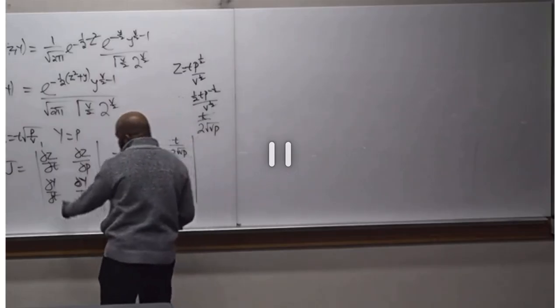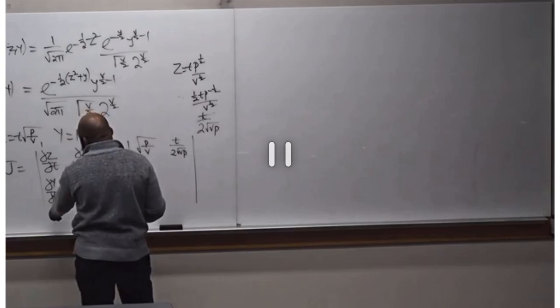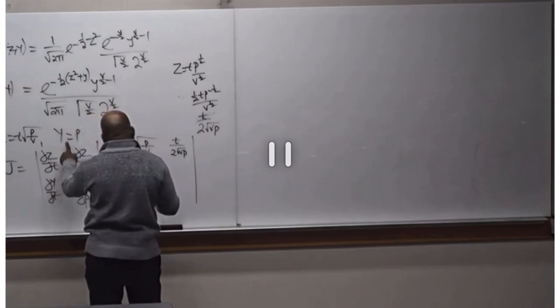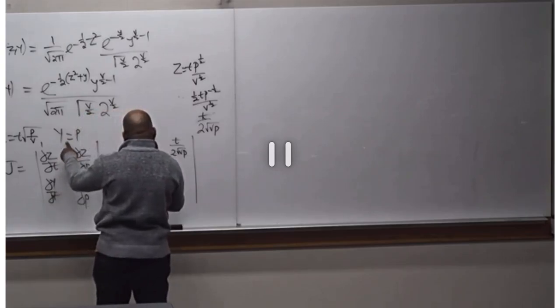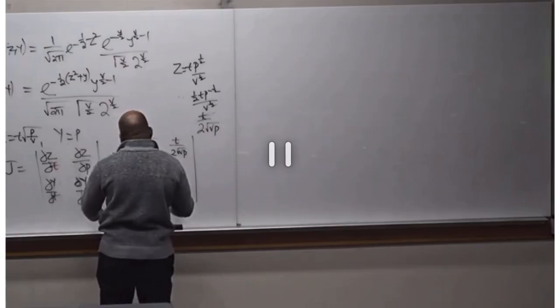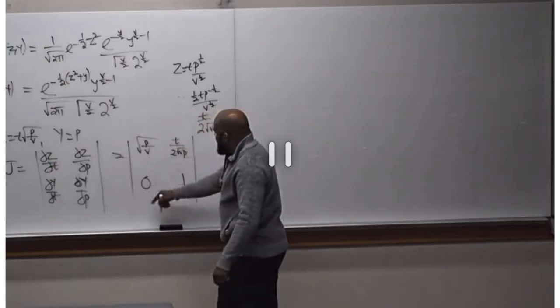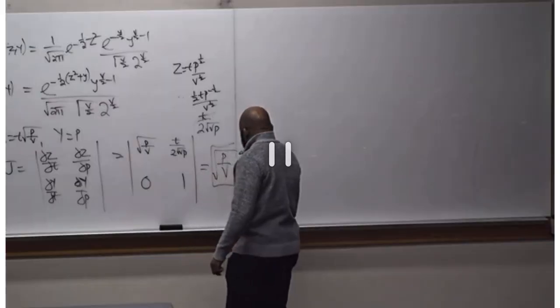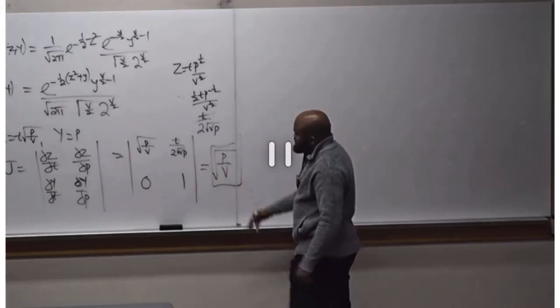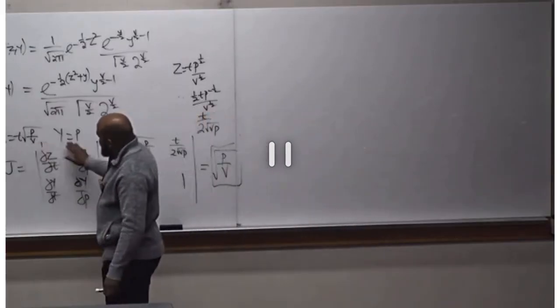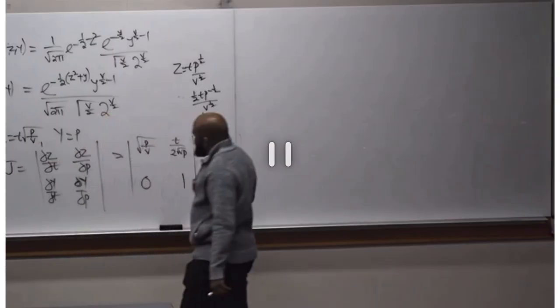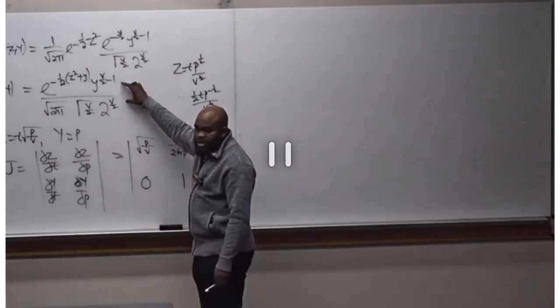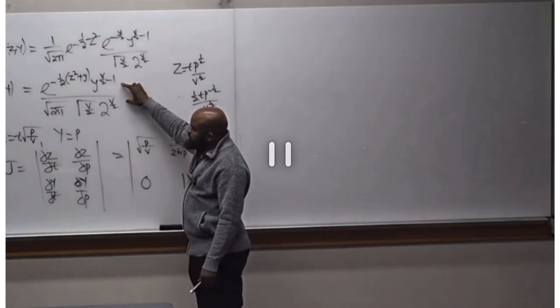Then here the partial of y with respect to t is actually 0. Then the partial of y with respect to p is 1. So that multiplied by that. So from here, I'm having this. This is the Jacobian. Now, if this is the Jacobian, don't forget I get my Jacobian from here. Now I'm going to come here, in the joint of z and y.